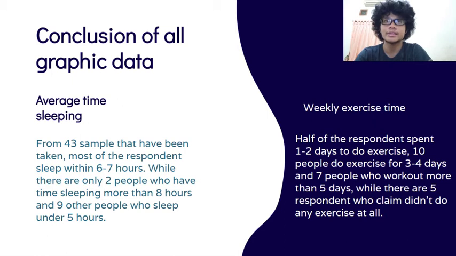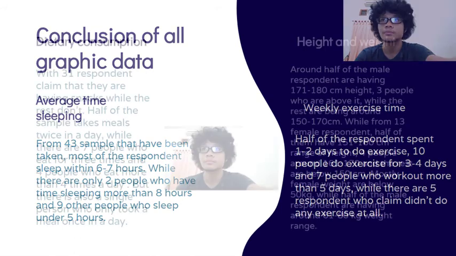And for weekly exercise time, half of the respondents spend 1 until 2 days to do exercise. 10 people do exercise for 3 until 4 days, and 7 people work out more than 5 days, while there are 5 respondents who claim they didn't do any exercise at all.